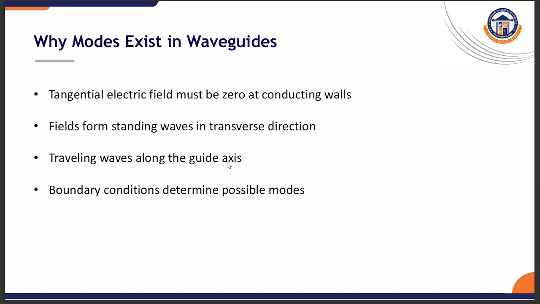So why do modes exist in waveguides? The tangential electric field must always be zero at the conducting walls, and the fields form standing waves in the transverse direction and traveling waves along the guide axis. The boundary conditions determine the possible modes.